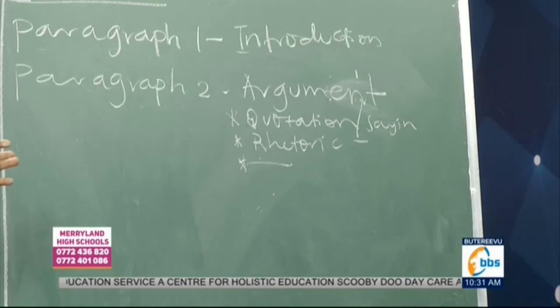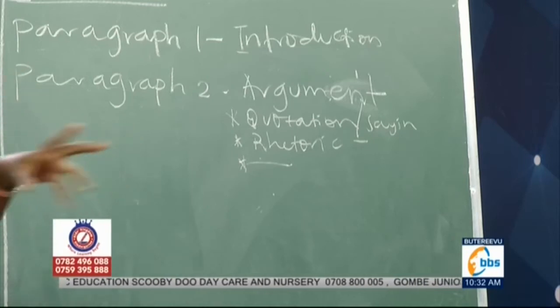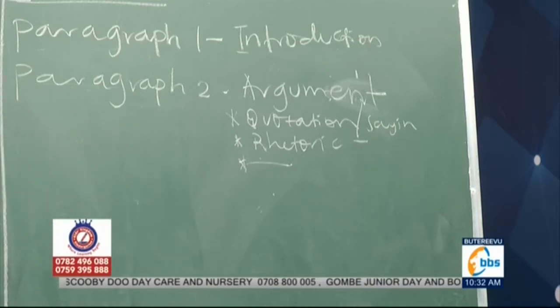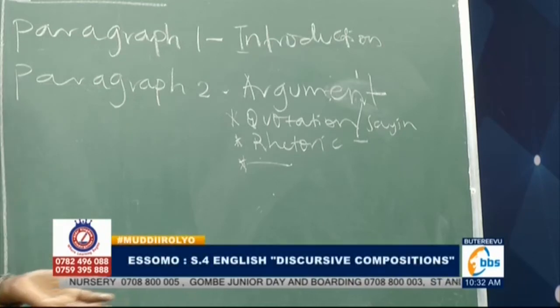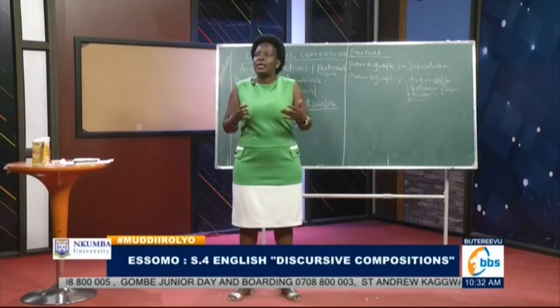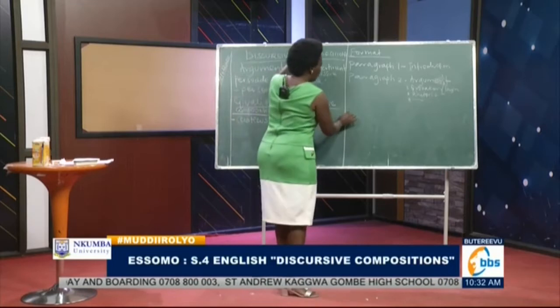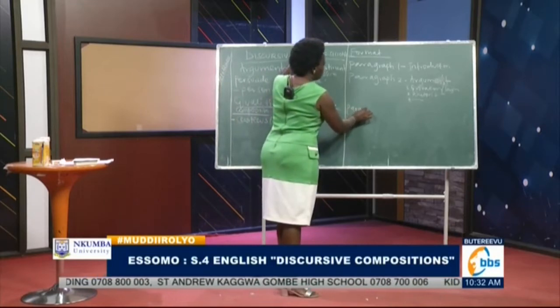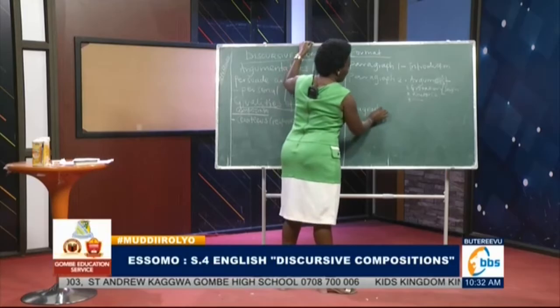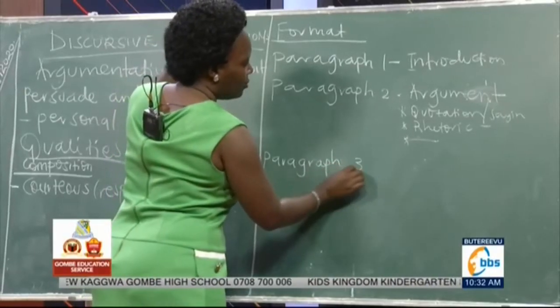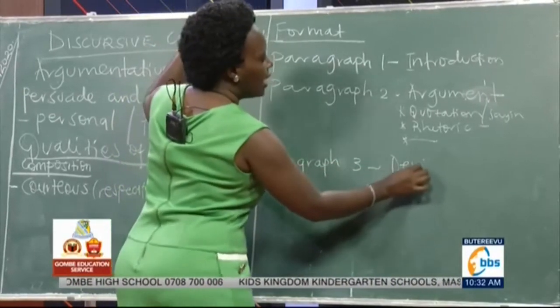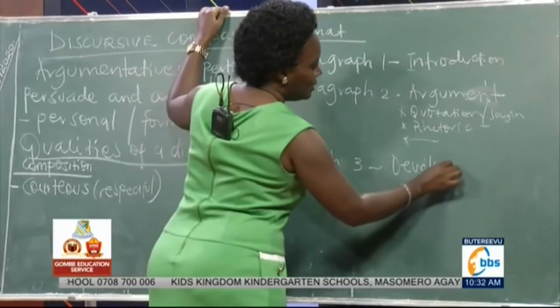So you introduce with a quotation or a saying, but all of these should be within the topic of discussion, so that you don't go astray or seem to be distracted from what you are discussing. Then we're going to look at what we have in paragraph 3. What should we have in paragraph 3? In paragraph 3, we're going to look at the development of our ideas.